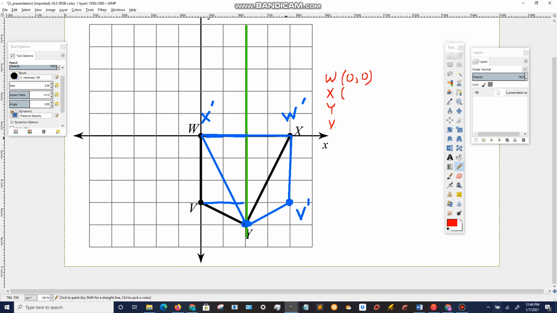X was originally at 4, 0. Y looks like it was at 2, -4. And V is at, what is that? 1, 2, 3: 0, -3. So this is what we do in the other videos.